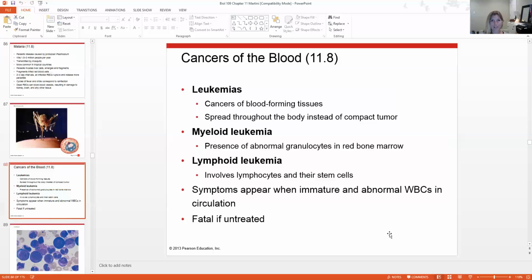So if you're noticing that you're getting sick more than you should be, I'm not saying you have cancer, but keep in mind that that's one of the general signs of leukemia, is just an inability to resist infection because your white blood cells are damaged.